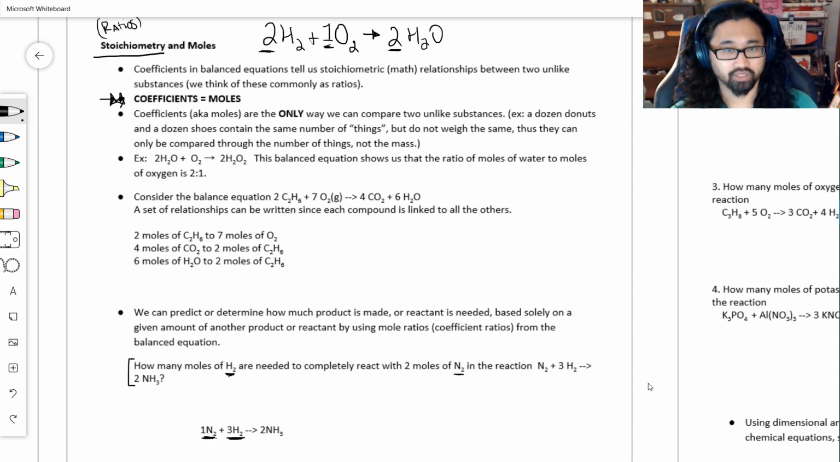Whenever you're doing stoichiometry, you'll notice that the question did not mention the word stoichiometry. It did not mention the word ratio. But it's asking you about how much of something you need to do something else. That's kind of your hint that it's a stoichiometry question.